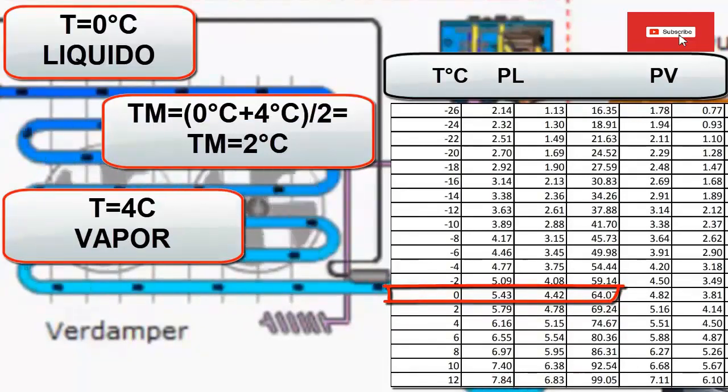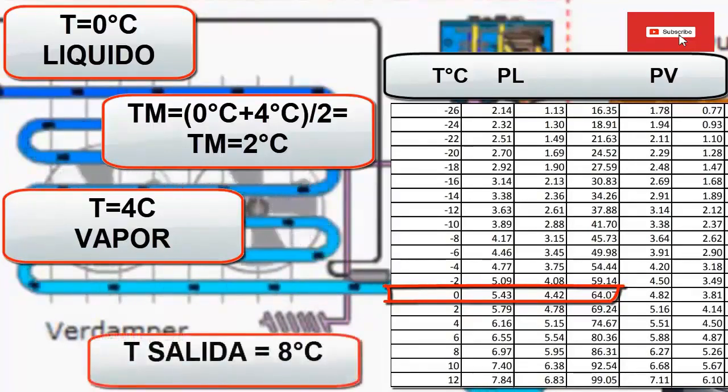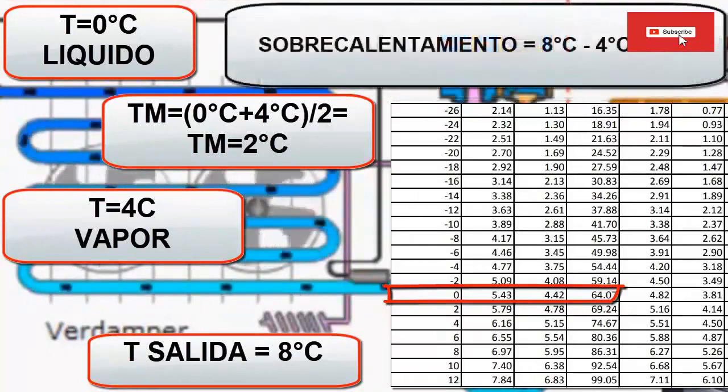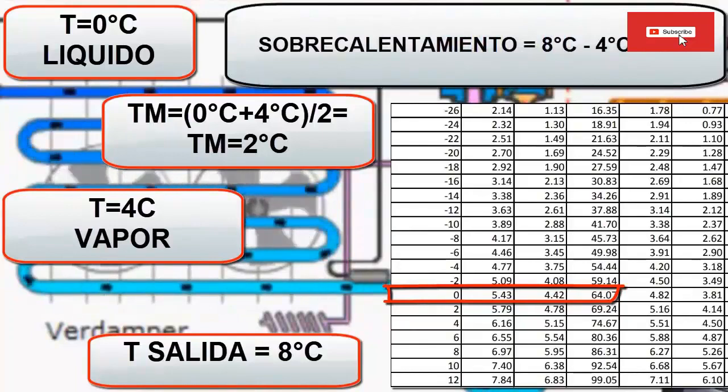After the refrigerant finishes boiling, its temperature begins to rise, reaching 8 degrees Celsius according to the measurement with the thermometer. The current superheating of the installation results from subtracting the saturated steam temperature from the outlet temperature of R422d, in this case 8 degrees Celsius minus 4 degrees Celsius, resulting in a superheat of 4 degrees Celsius. The ideal superheating of this equipment, as calculated, should be 4.55 degrees Celsius.